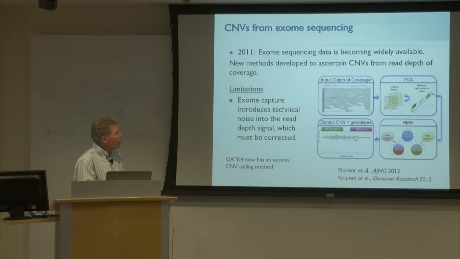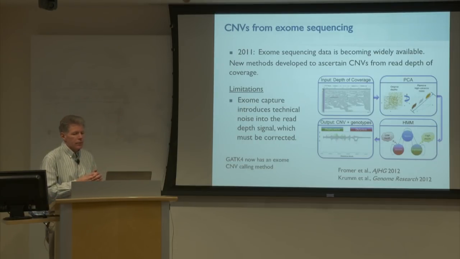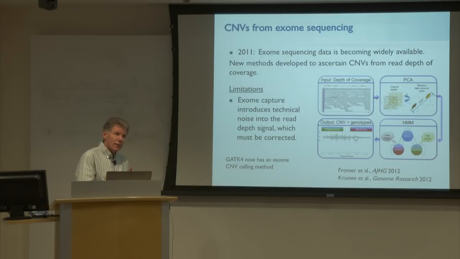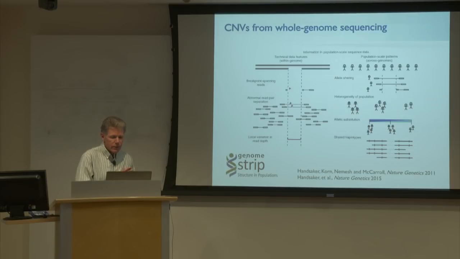Typically, you can do pretty good calling in the range of like 3 to 5 exons, and there have been a number of methods developed to use this depth of coverage signal in exome sequencing. Exome sequencing is, again, relatively inexpensive, so we have a lot of exome data, and you can analyze copy number variation there. Generally, it has to be large enough, and of course, it has to hit a coding region. Those are the limitations of detecting from exome sequencing.